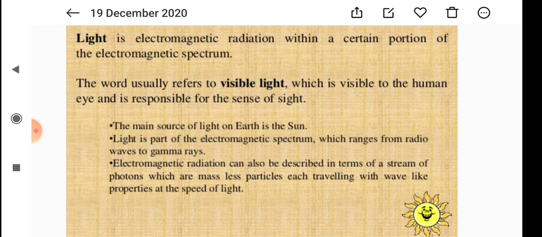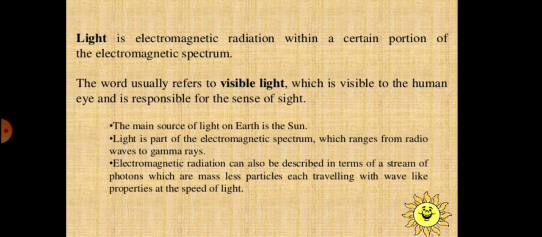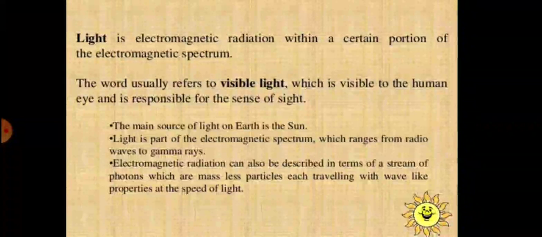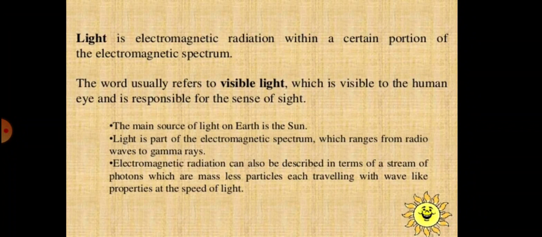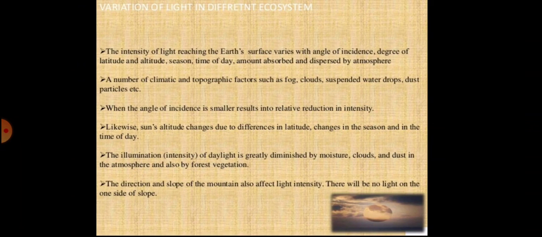Although we generally think only in terms of visible light, and the word usually refers to visible light, which is visible to the human eye and responsible for the sense of sight. The main source of light on earth is the sun. Light is part of the electromagnetic spectrum, which ranges from radio waves to gamma rays. Electromagnetic radiation can also be described in terms of a stream of photons, which are massless particles, each traveling with wave-like properties at the speed of light.